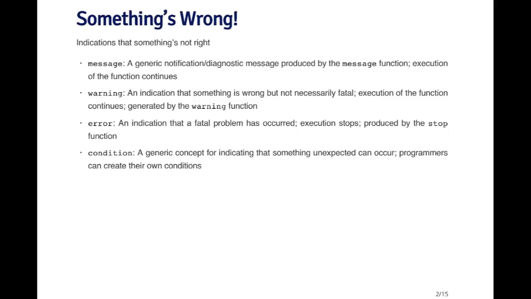There are a couple of indications that R will produce that will give you the sense that there's something going on. And this is roughly the gradient. I think I mentioned this before, but basically there are three main types of indications. The first is a message, and a message is a very tame notification. It could be a diagnostic message that something happened, but it could be nothing. The message won't stop your function from executing. There'll be a message that gets printed to the screen, and the execution of the function will continue.